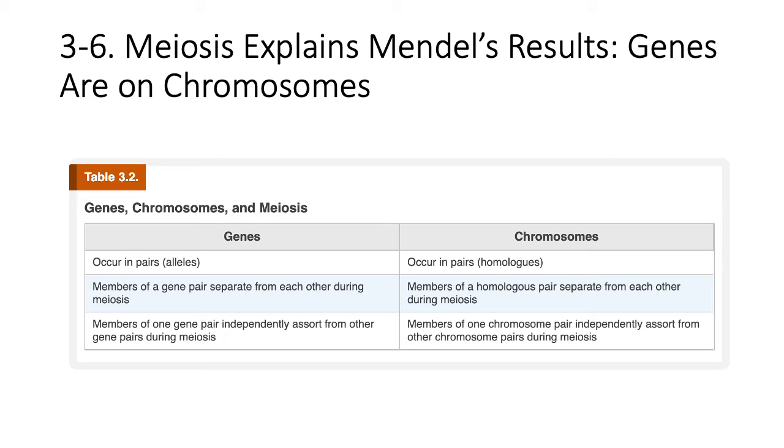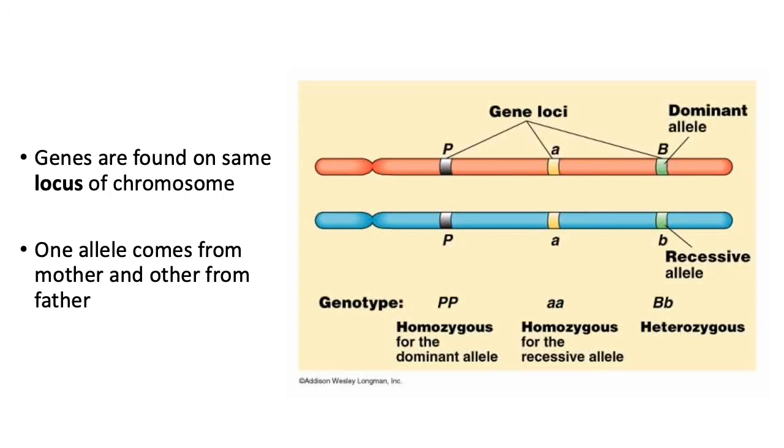And so the similarities in how genes are inherited and how chromosomes are inherited led scientists to figure out that genes are actually located on chromosomes. And genes are also found in a very specific location, and that location is called a locus. And so a locus is a specific location in which the gene is found. And so this red one is a chromosome. So this is a chromosome that you inherited from your mother, and this is a chromosome that you inherited from your father.